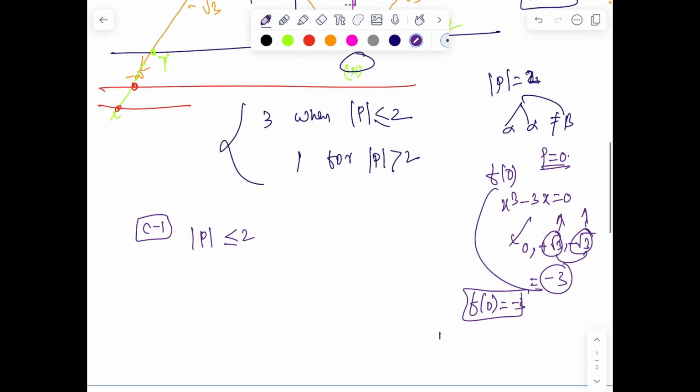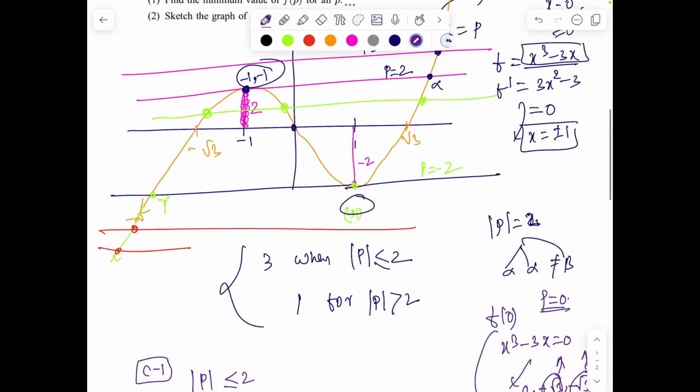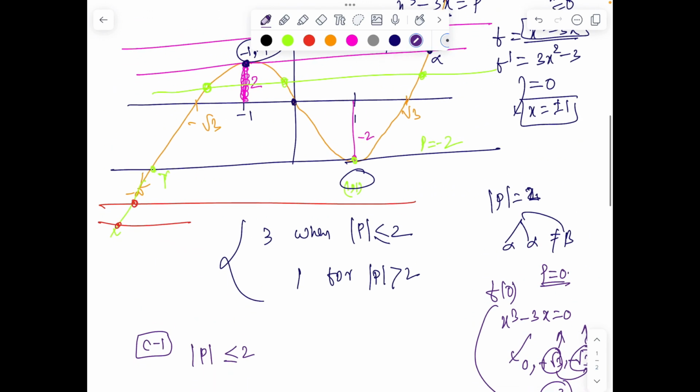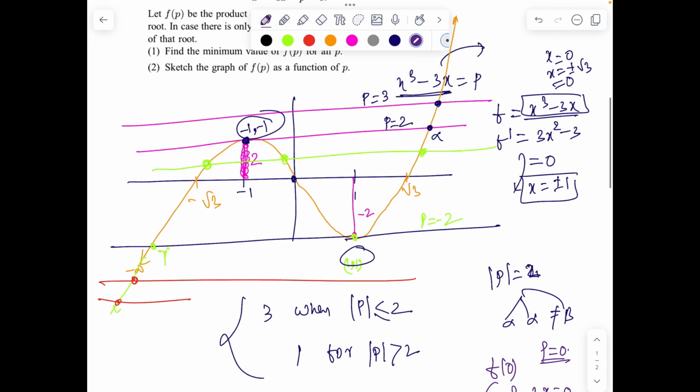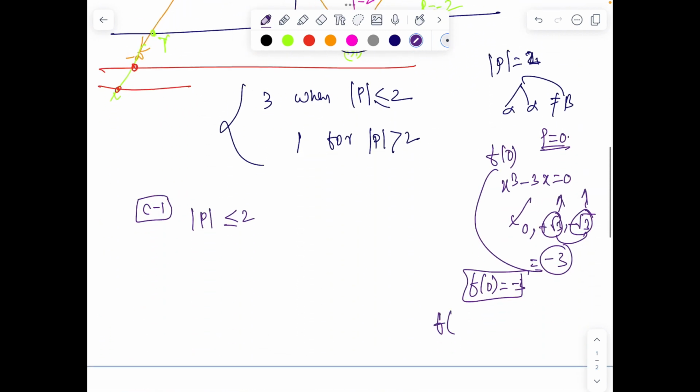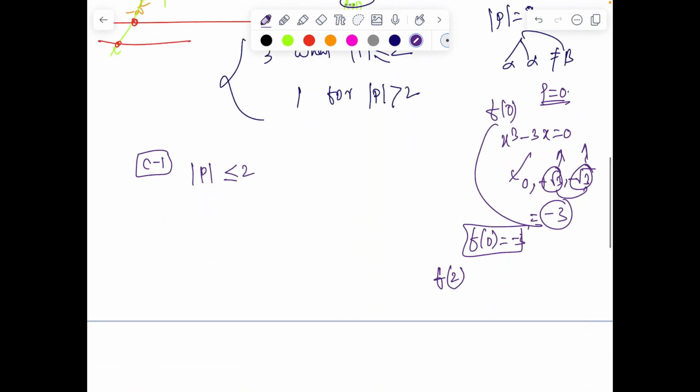Similarly, let's say I find f of 2. So f of 2 means x cube minus 3x equals 2. And we'll clearly have two solutions, minus 1 and some alpha. And that alpha is nothing but 2, which you can easily check. So what will be the product of these roots? The minimum is minus 1, the maximum is 2, so f2 is minus 2.